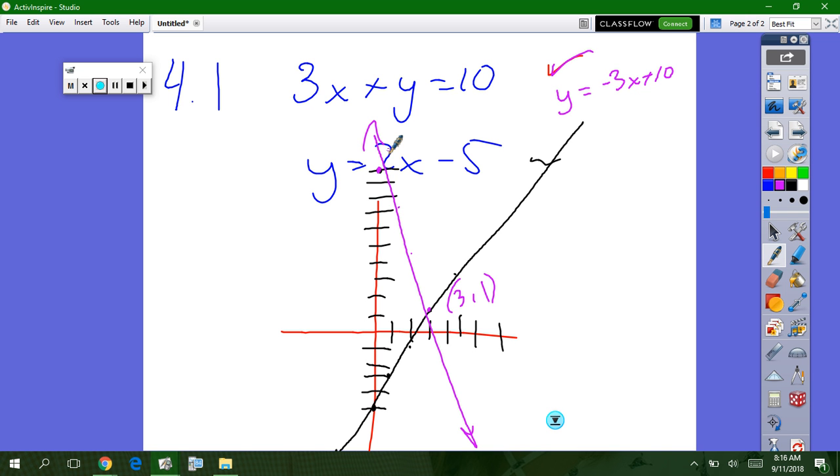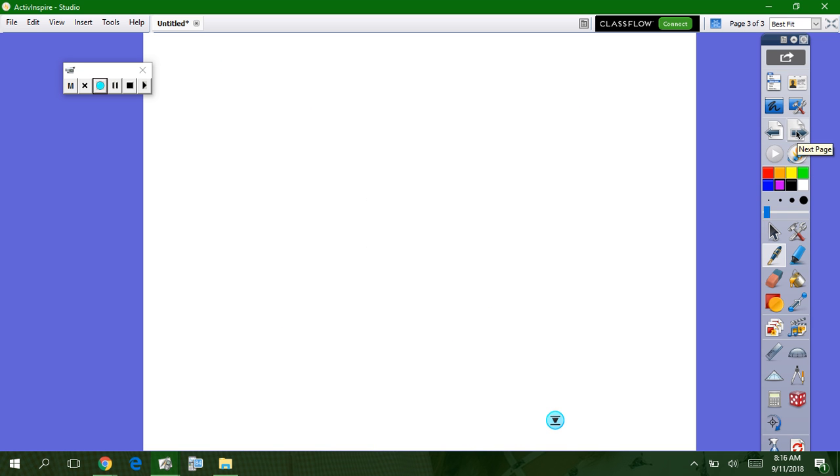Now, does every graph always intersect? What are those things called that don't intersect? We talked about them. Parallel lines, they should have the same slope, right? You see that they have the same slope, will they ever intersect? Nope, so that's called no solution, because you'll never find something that they both equal. Okay, so we did that one via graphing. Now I'm going to show you how to do it via substitution.